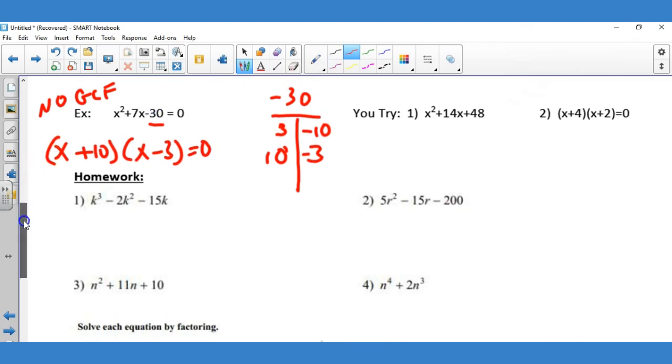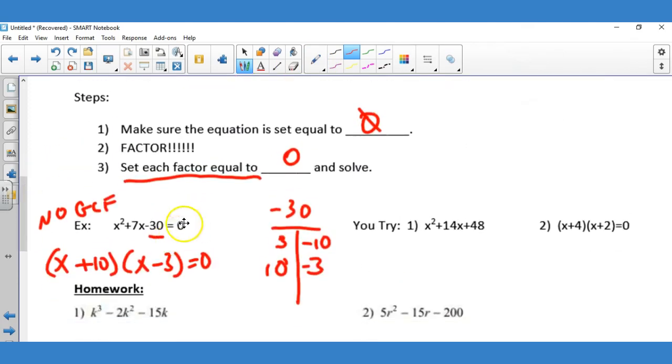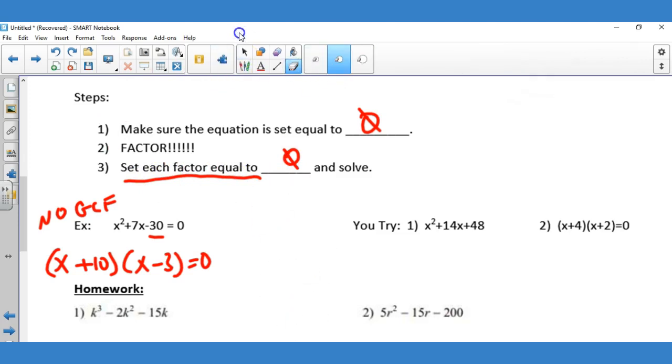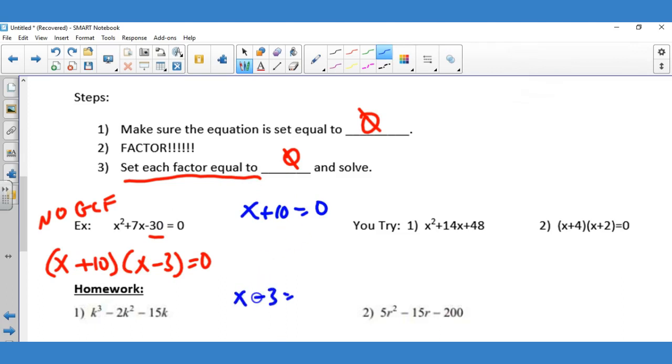Step 1, make sure the equation is equal to 0. Step 2, factor. Now set each factor equal to 0. Let me move this out of the way and show you what that means. I'm going to set x plus 10 equal to 0 and solve it, and the other one is x minus 3 equals 0.